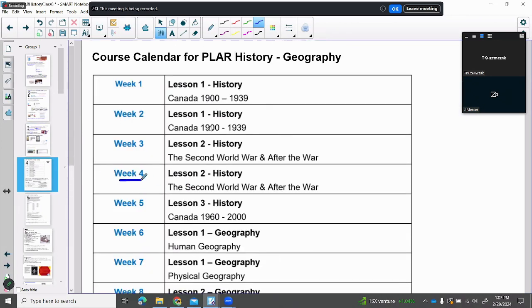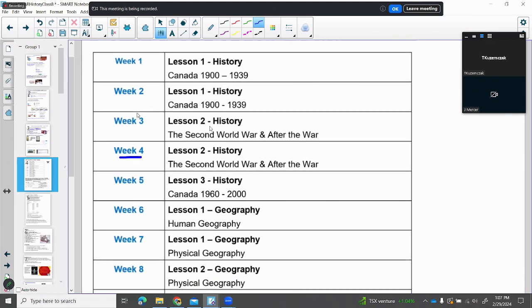And we're here. If you're looking at your course calendar for PLAR History Geography, look at the suggested time frame for you to finish this section. So we're into week 4. We are looking at lesson 2, history, the Second World War and after the war.